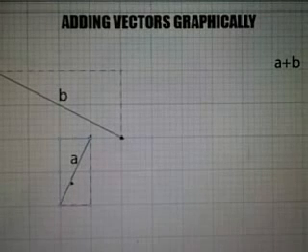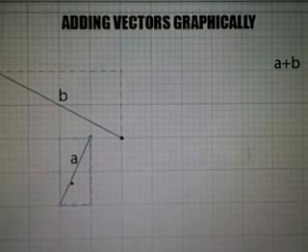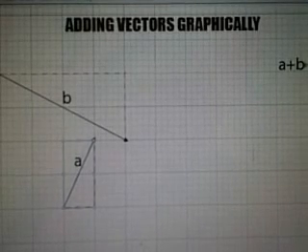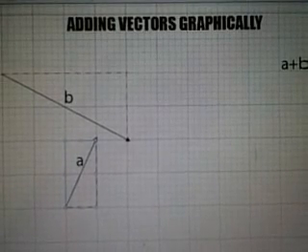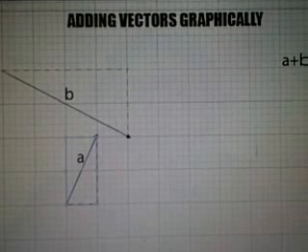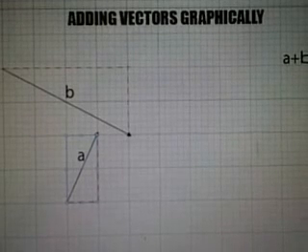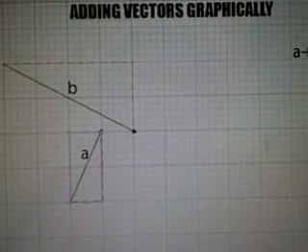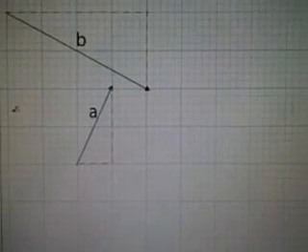In this session, we're going to be looking at adding vectors graphically. You've already looked at how you may add vectors using them in their column format. Today, we need to represent those vectors on a graph and show what happens graphically when we're actually adding two vectors. So let's take, for example, vector A and vector B.